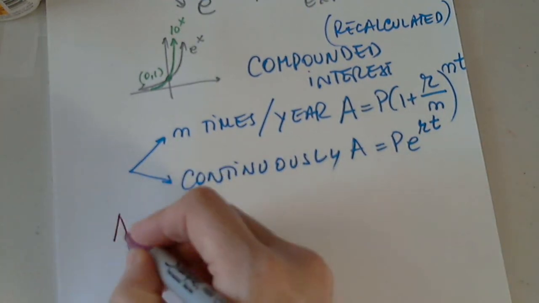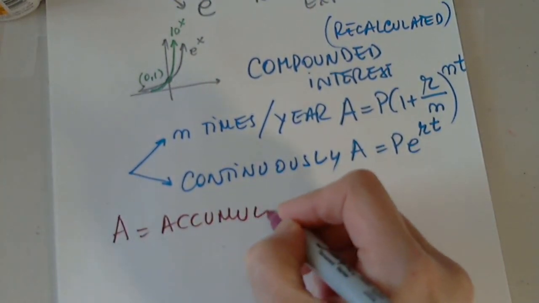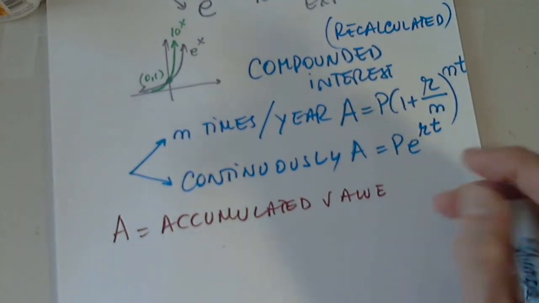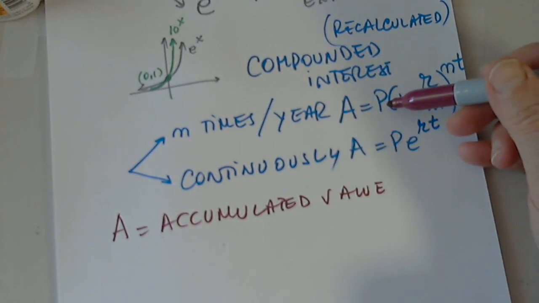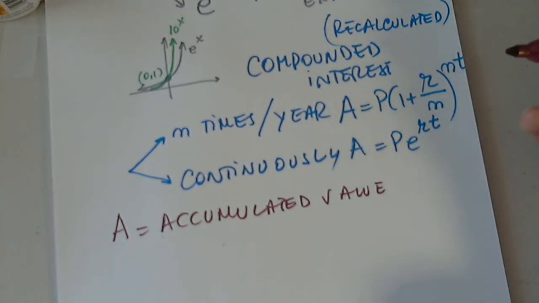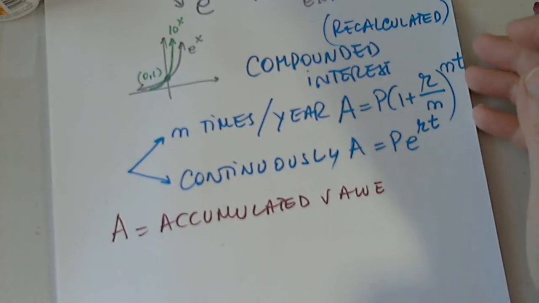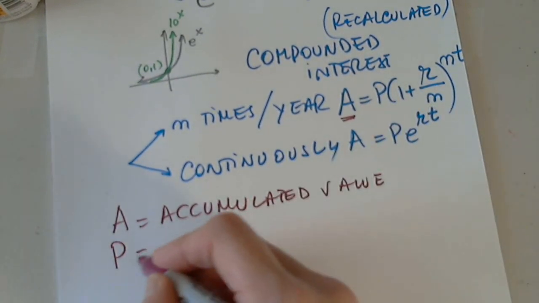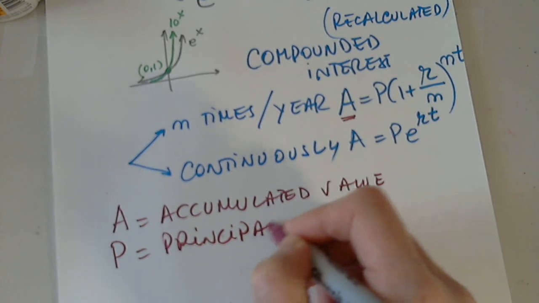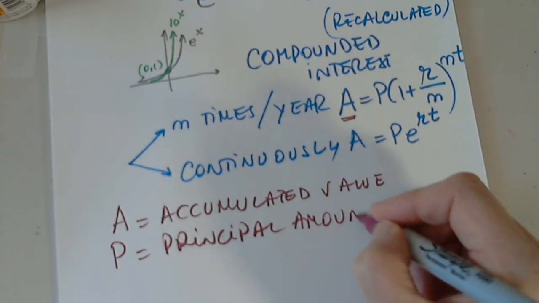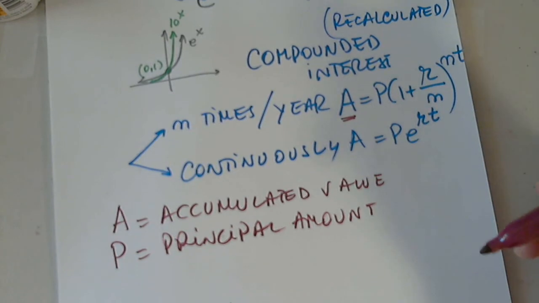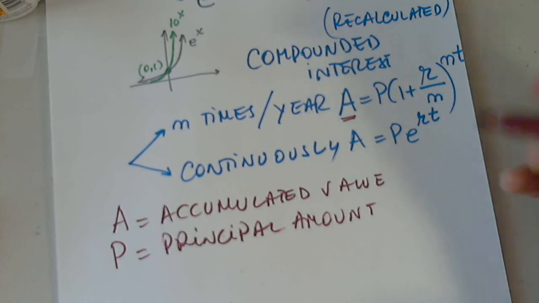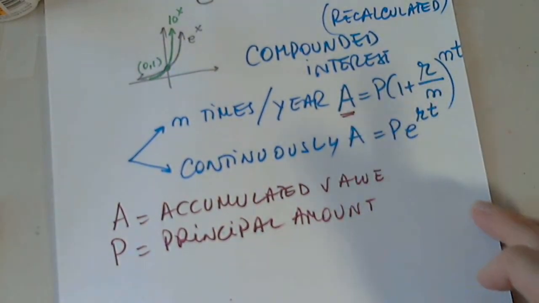A is the accumulated value of an investment. For example, we put in an account, we put $1,000 today. We want to go back and take it out 10 years later. That will be the accumulated value. P is the principal amount. Whatever we deposit today. We deposit today $1,000. In 10 years, let's say we have $3,000. That's the accumulated value, and P is the principal.